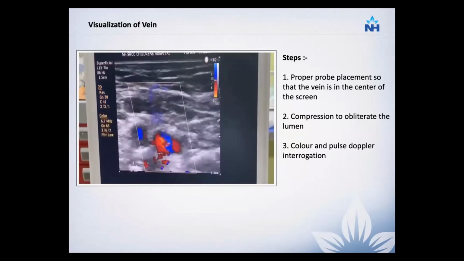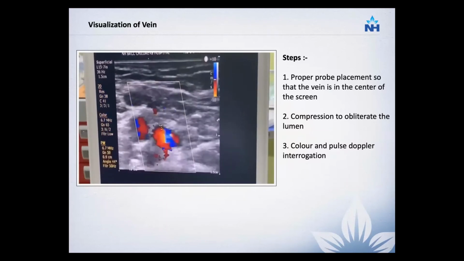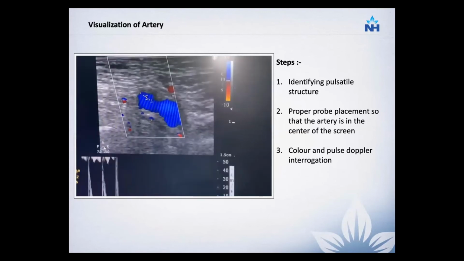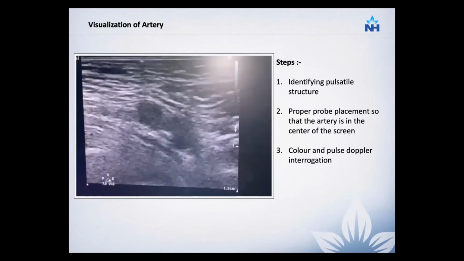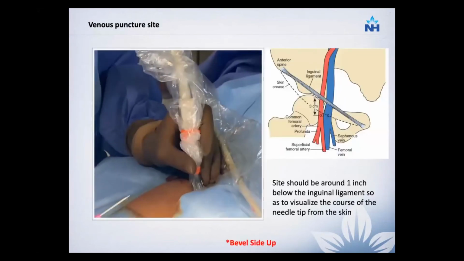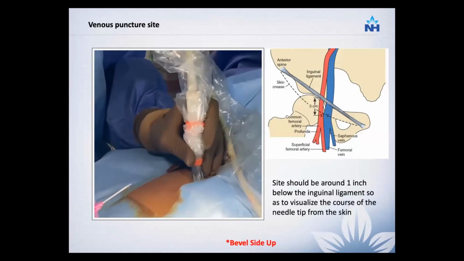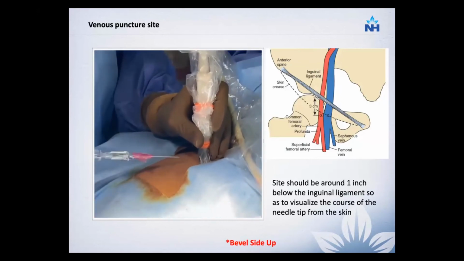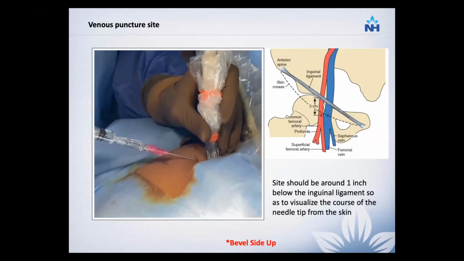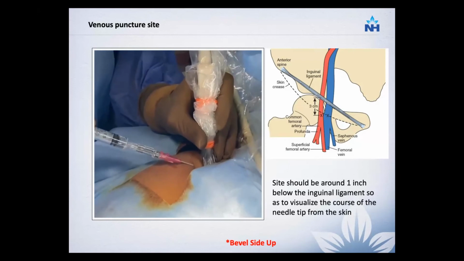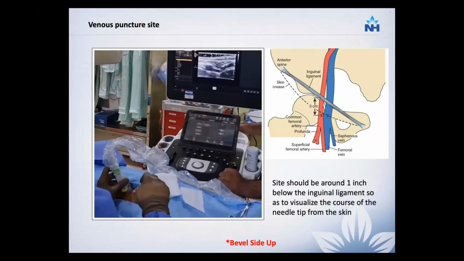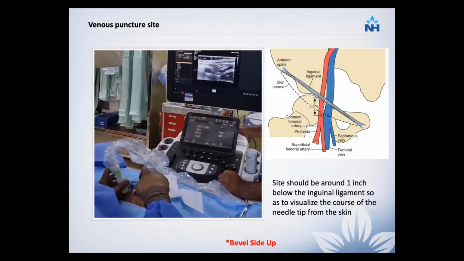Similarly, for identifying the artery, you get the artery to the center of the probe. It is a pulsatile structure. And then you start doing the color and pulse Doppler interrogation. Now, once we have identified the vessels, we begin with the puncture. Now, the site of the puncture should be around 1 inch below the inguinal ligament. Now, why is this so? This is because the ultrasound beam can reach, and we can see the whole needle as it crosses from the skin surface to the vessel. And again, the bevel side should be up.